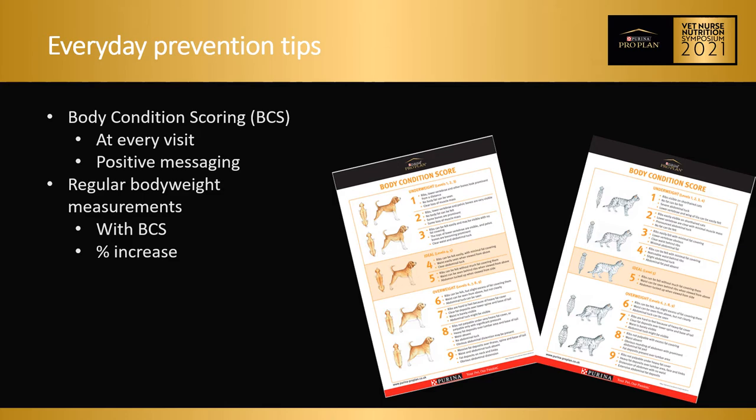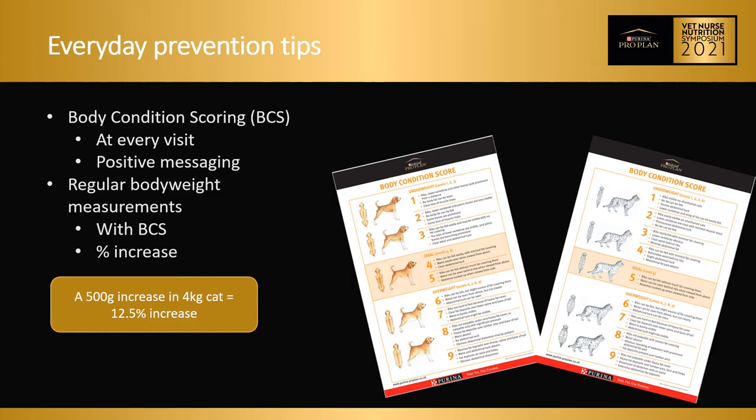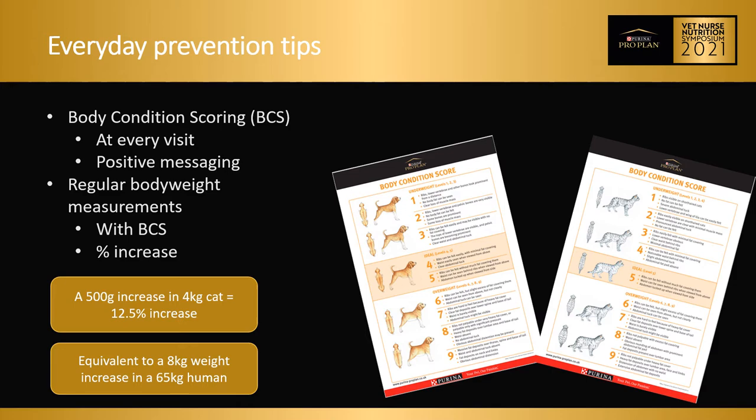In small pets such as small breed dogs and cats, weight changes should be evaluated in terms of percentage change. So, for example, a 500-gram increase in a 4-kilo cat doesn't sound too bad, but if we consider it as a percentage, that's a 12.5% increase, and that is actually similar to me putting on 8 kilos. So again, just another way to look at it, and then potentially to be able to really evaluate and make some changes.